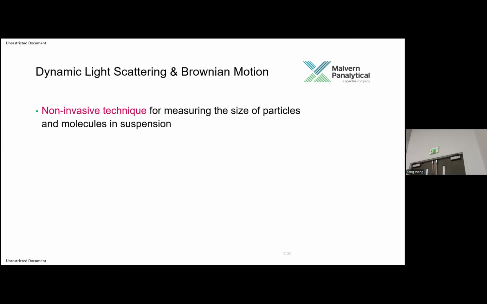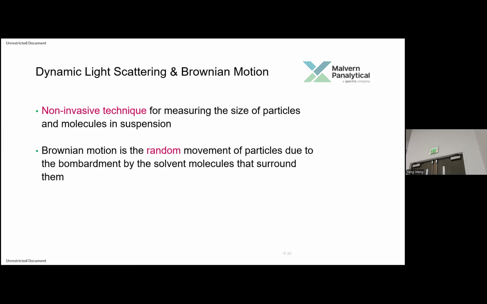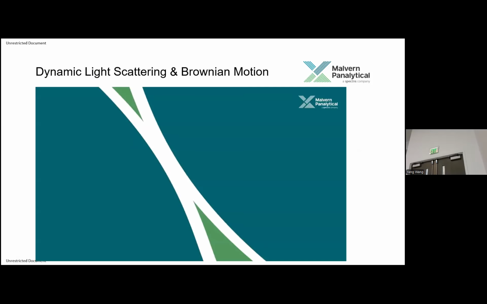So when we talk about dynamic light scattering, it's a non-invasive technique that looks at particles in suspension. We're still looking at Brownian motion, so there's a lot of similarities between the Zetasizer and NanoSight in that respect. We still look at the diffusion movement of these particles undergoing Brownian motion.